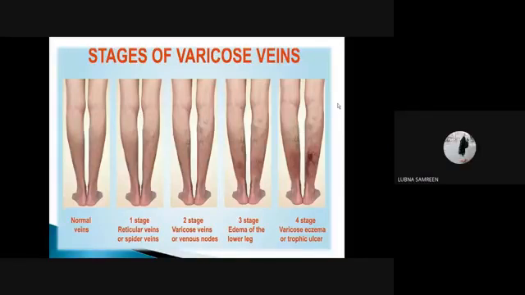These are just pictures of different stages of varicose veins, in which the varicose veins can be clearly seen in stage 1, 2, 3, and the fourth one, that is varicose eczema. Varicose eczema is basically a kind of skin disorder that occurs in people who have varicose veins, and it happens because of poor circulation, normally in the lower legs, and sores may develop.